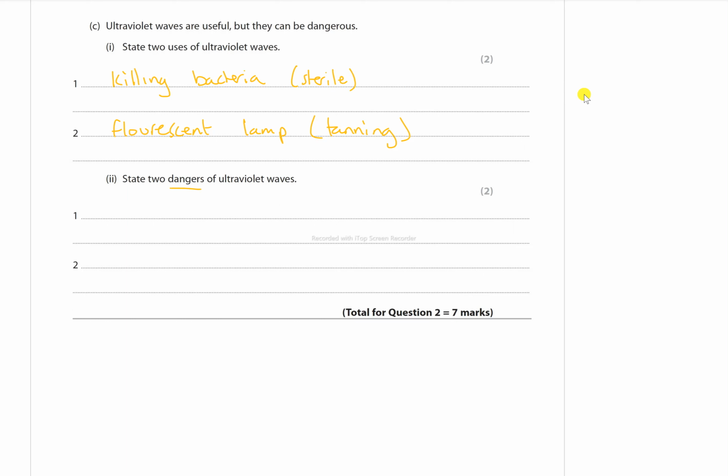What are the two dangers? It can cause skin cancer, and it can damage the eyes, can damage the retina, and it can cause burns.